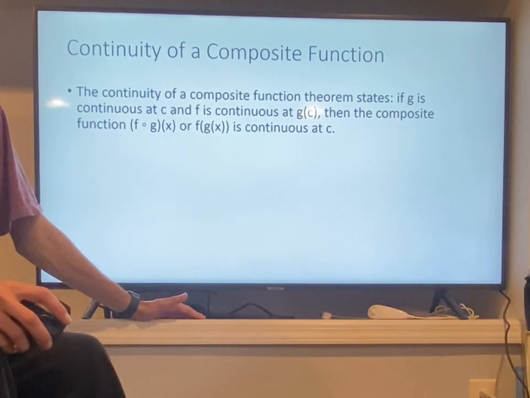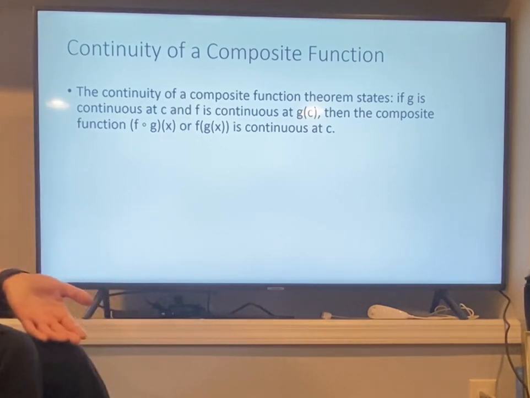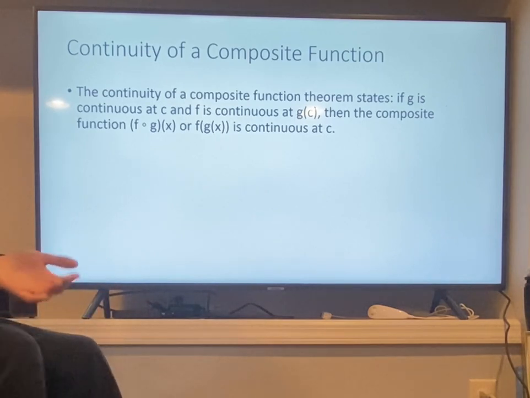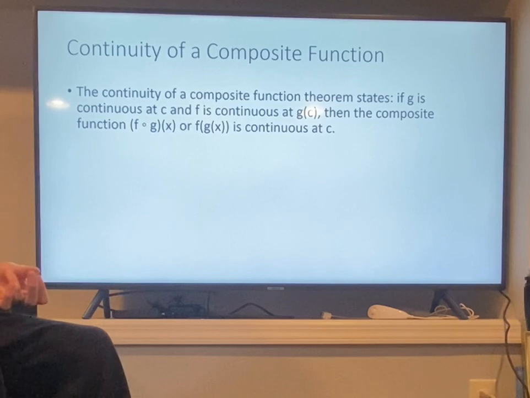The continuity of a composite function theorem states that if g is continuous at c and f is continuous at g of c, then the composite function f of g of x is continuous at point c.